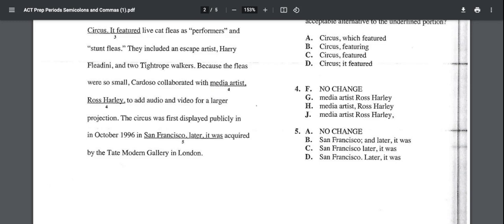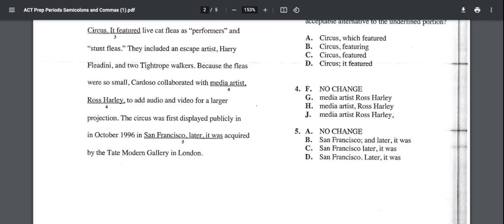Whenever the title comes first, you don't put commas to separate the real subject, who is Ross Harley. Okay, if this were flip-flopped and we said Cardoso collaborated with Ross Harley, comma, media artist, comma, to add audio, that would be correct, but that's not the order we have. So we need to get rid of both of those commas, and therefore the correct answer would be G.